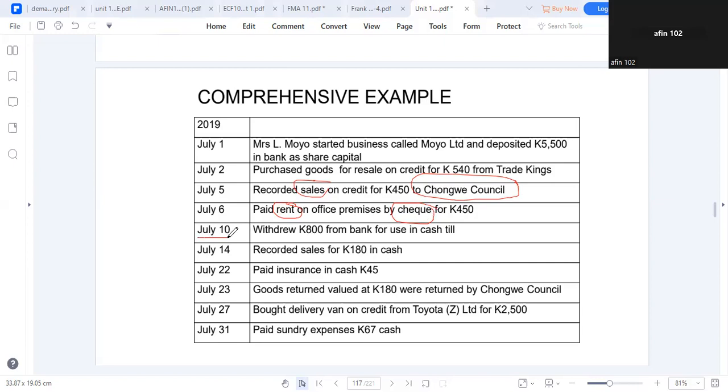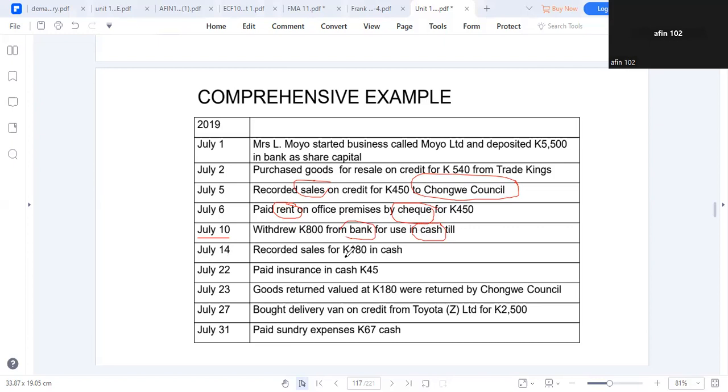How about July 11? What 2 elements can you see? Withdrew cash from bank for use in the cash till. Drawings and bank. If it's for personal use, that's when it becomes drawings. But here we only have bank and cash account. All right. So we just withdrew cash, the contra entry. So the bank account is reducing in figure and the cash account is increasing.